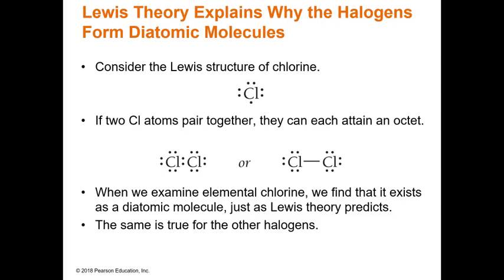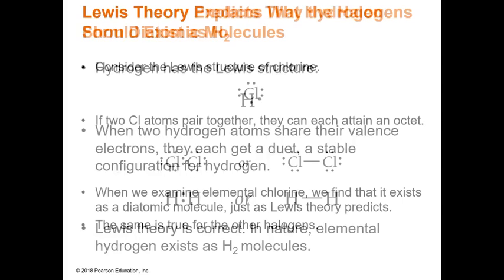Let's look at chlorine. A single chlorine atom has 7 valence electrons. If 2 chlorine atoms come together and share 1 electron each, they both achieve an octet. This is why elemental chlorine exists as Cl2, a diatomic molecule. The same applies to other halogens like fluorine, bromine, and iodine.